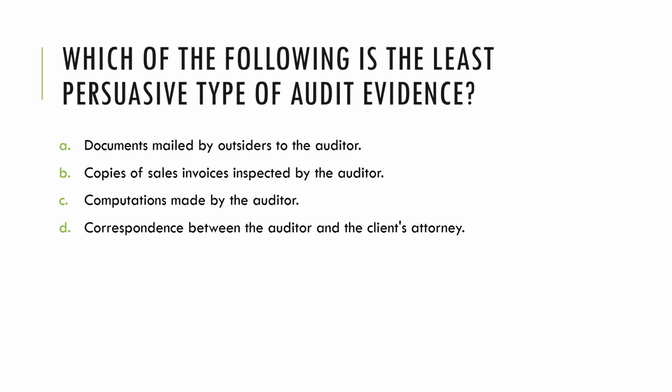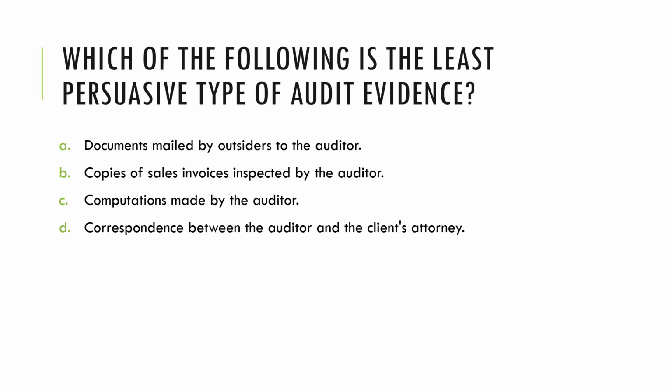Next, which of the following is the least persuasive type of audit evidence? And to this, we recall the hierarchy of audit evidence reliability, where we said externally generated documents are more reliable than internally generated ones. Those which are obtained from written evidence are more reliable than verbal or oral evidence. And of course, those which the auditor has directly obtained are more reliable than those the auditor got from inference only. So which of the following is the least persuasive type of evidence? Letter A, documents mailed by outsiders to the auditor, so external sources.